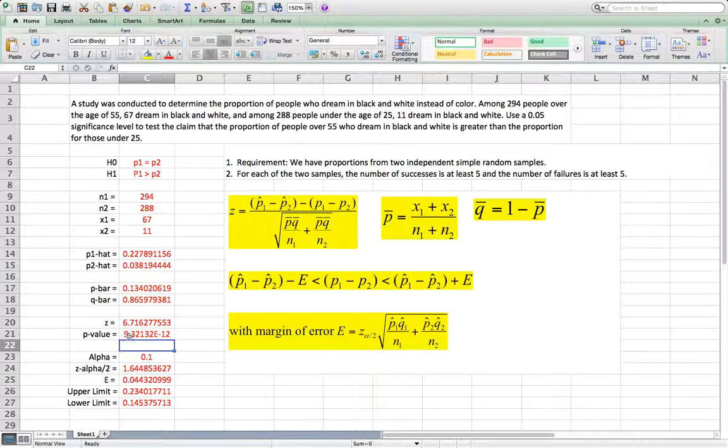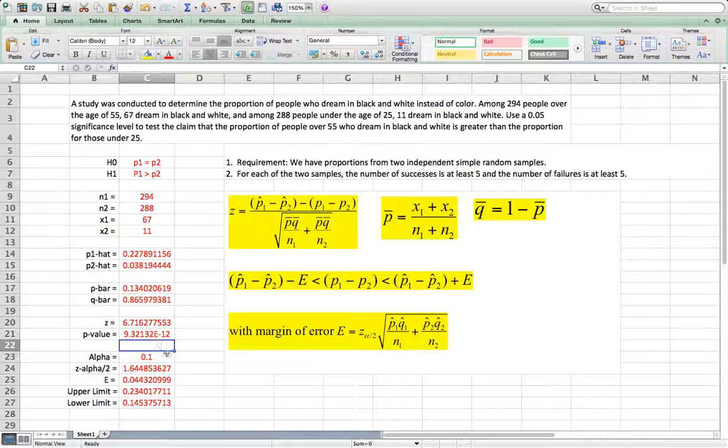Okay. Now this p-value is very, very small. Small p-value means that we reject the null hypothesis. You reject the null hypothesis, which means we have sufficient statistical evidence to support the claim that the proportion of people over 55 who dream in black and white is greater than the proportion for those under 25.